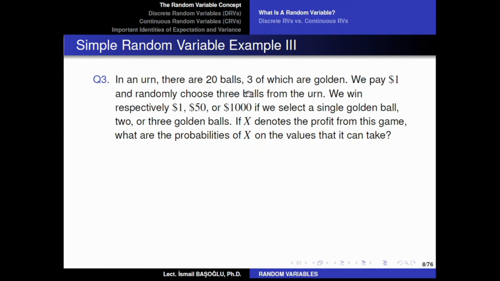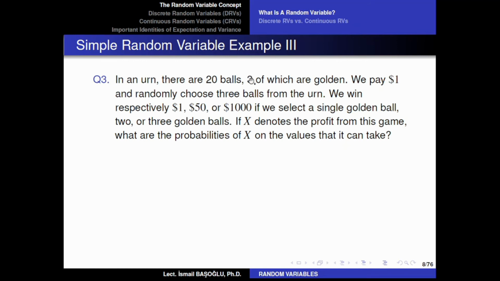If you choose 3 balls, it is possible that none of them is golden. I mean, you can choose from the remaining 17 balls by chance. In that case, your profit will be -1 because you will lose your $1. You are not going to win anything and you are going to lose your $1. So your profit will be -1. If you choose exactly 1 golden ball, in that case, you are going to break even, which means you are going to invest $1 and win $1 again. So you are going to break even and your profit will be 0.